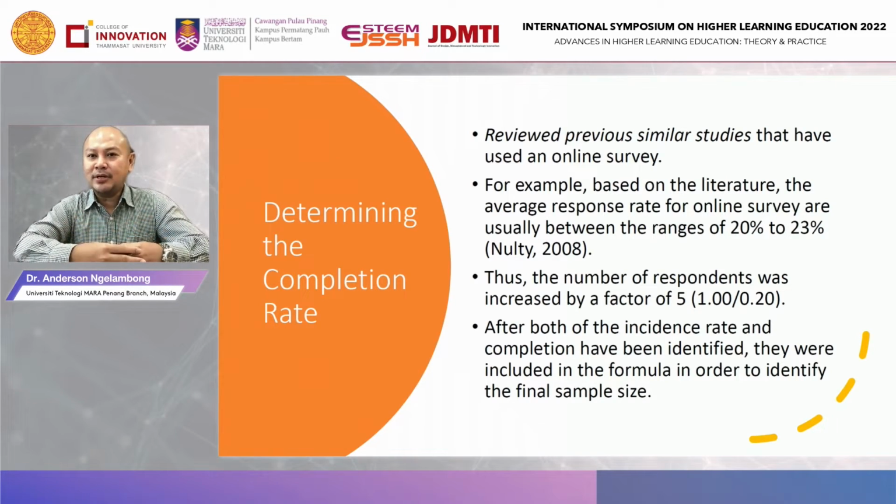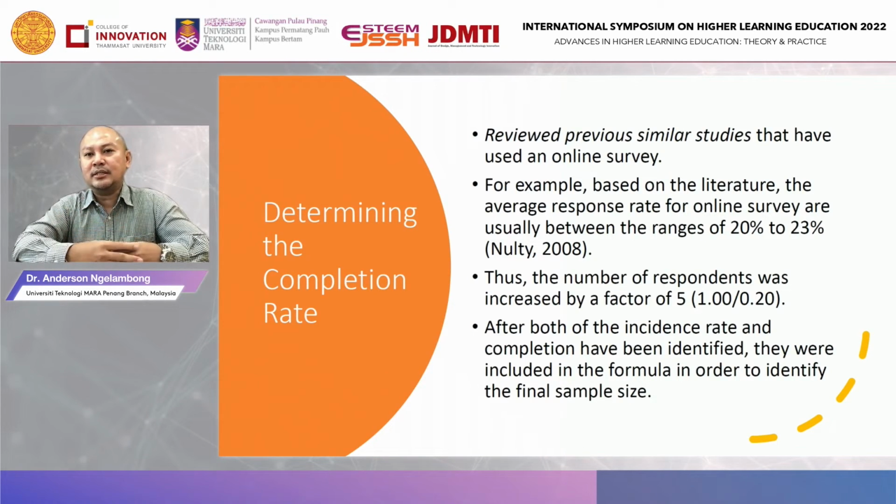The average response rate for online surveys is usually between 20% and 23%. This is by Natalie 2008. This number you cannot just pick from the sky; you should get it from the literature. I believe there are many papers, including systematic literature reviews. You can search in Google Scholar, where they can suggest the range of the non-response rate.